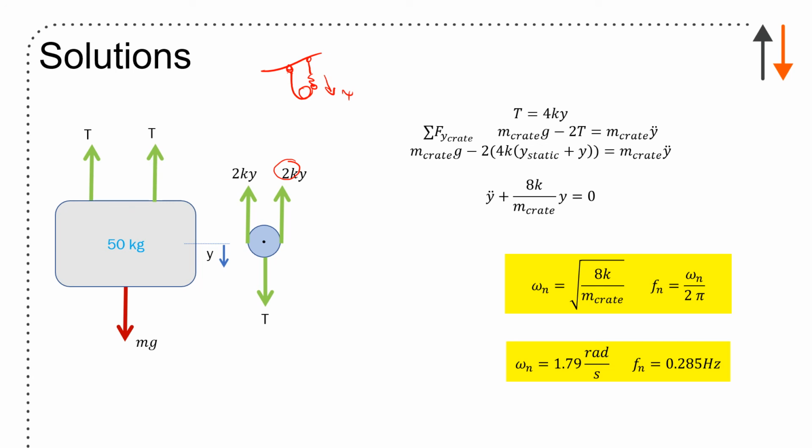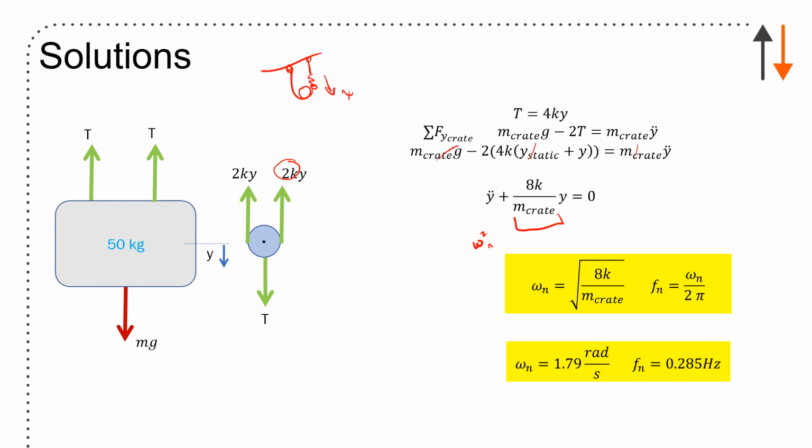You have weight acting downward. So the sum of forces in the y direction for the crate: mass of the crate times g minus 2T equals mass of the crate times y double dot. And you end up here with your omega_n squared. And omega_n is not going to be k over m, it's going to be 8k over m in this case. And that's the tricky bit, because you have two pulleys with tension 4ky, so the total is going to be 8ky. And I also got rid of the static component here.